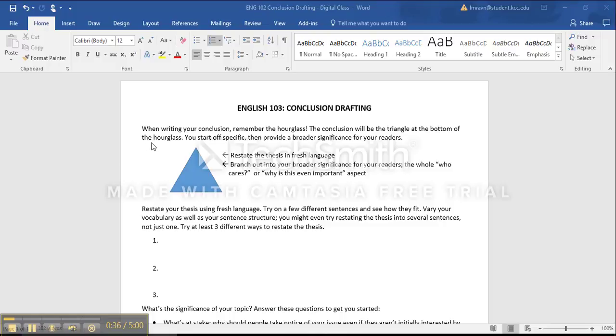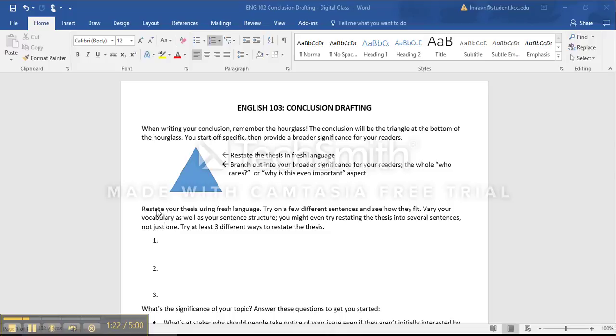So I've typed everything out here for you, and this is mostly review. We've talked about all of these elements before, but it works great if you put things together and then start drafting as you're actually thinking about these different processes that we've talked about, okay? So in terms of writing your conclusion, remember the hourglass figure that we've been talking about. The conclusion will be the triangle at the bottom of the hourglass, which I have put right here for you to see. So you're going to start off really specific by restating the thesis in fresh language. And then, of course, you want to provide the broader significance for your readers. That means that you're going to branch out into a broader significance that answers questions like, who cares? Why is this even important? Why should I believe you or read your paper? That kind of thing.